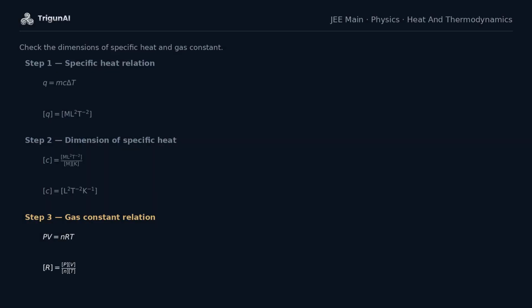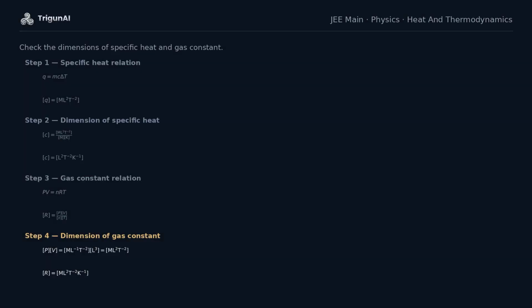For the gas constant, we use the ideal gas equation. Number of moles is treated as a separate amount count here, so we compare pressure times volume per temperature. Pressure into volume gives energy dimension. Dividing by temperature gives time power minus 2, not time power minus 1. So statement 2 is incorrect.